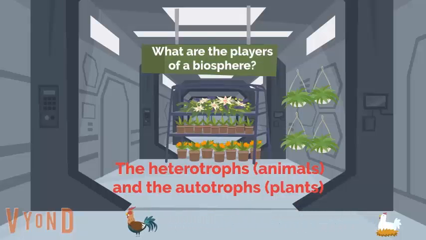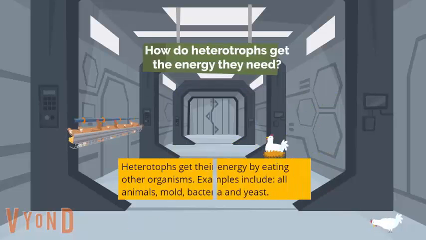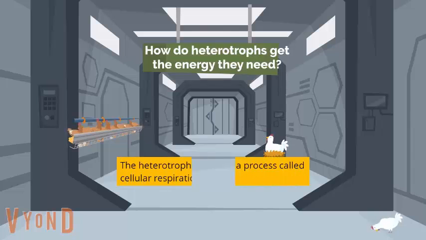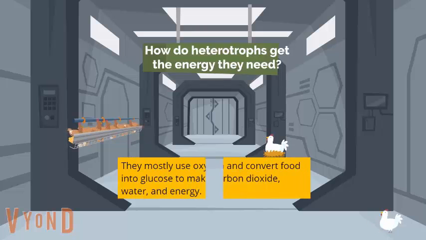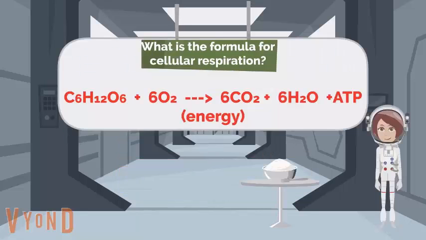The players of the living part of the biosphere are heterotrophs and autotrophs. Heterotrophs get their energy by eating other organisms. For example, all animals, mold, bacteria, and yeast. Heterotrophs perform a process called cellular respiration. Simply put, they mostly use oxygen and convert food into glucose to make carbon dioxide, water, and energy.